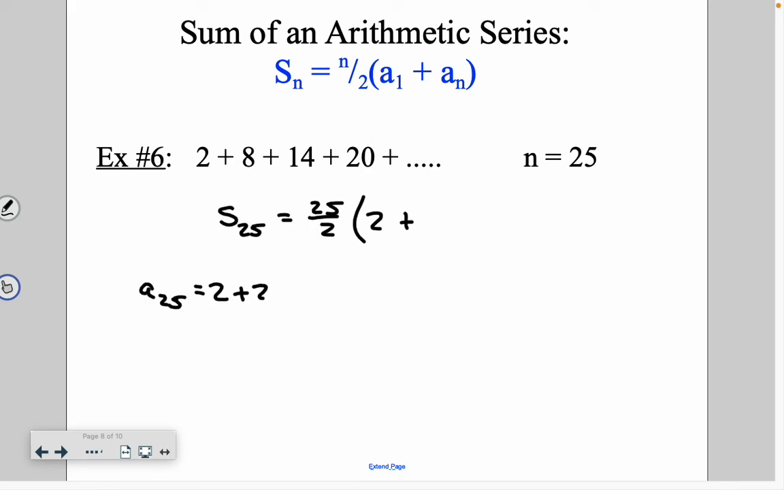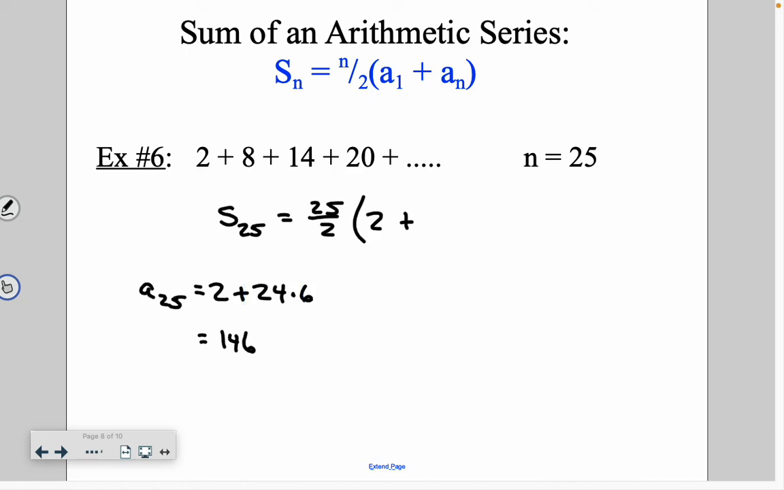24 times, what's the common difference? Yeah, the pattern is you're adding 6 every time. What's the value of the 25th term? Now you just do the math. What do you get? Yeah, that sounds right. 146? You get 144, I believe, here, and then add the 2 to get 146.